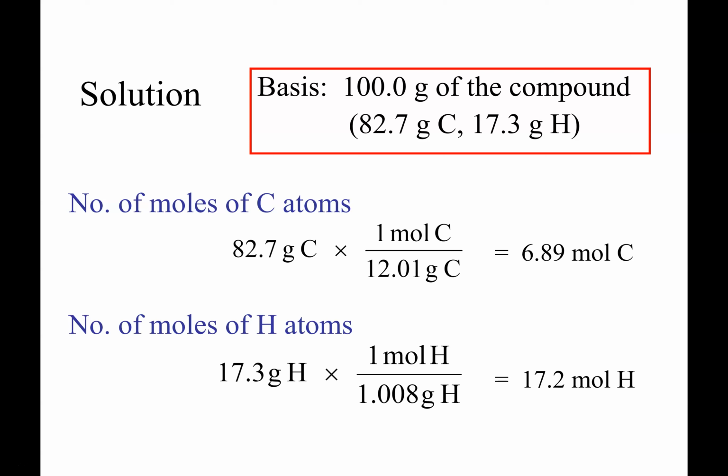And I told you the first step will be to divide by the smallest. So which is our smallest? Carbon. Yep, the carbon, exactly. So we're going to divide by the carbon, which is 6.89. I'll make that my column. When I divide this, the first one is going to be 1.00. And the next one, if you take 17.2 moles divided by 6.89 moles, you get 2.50.